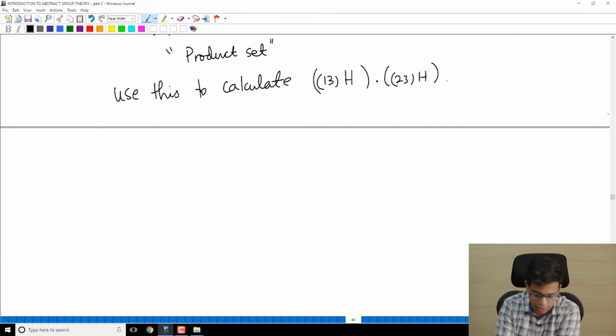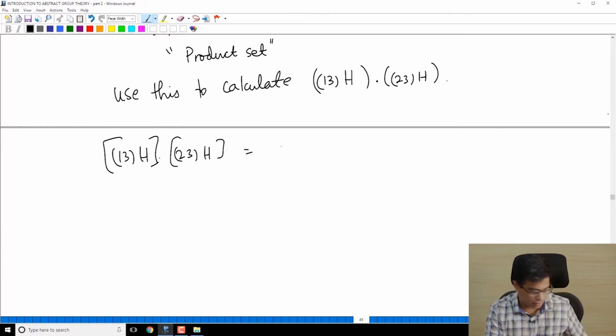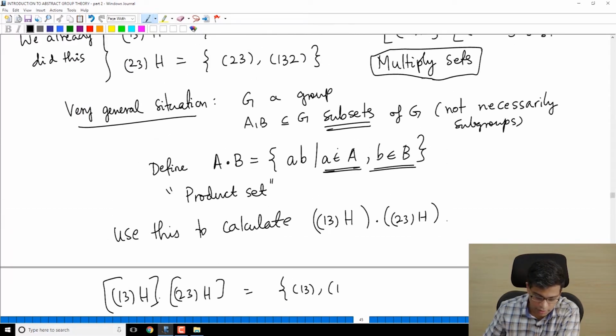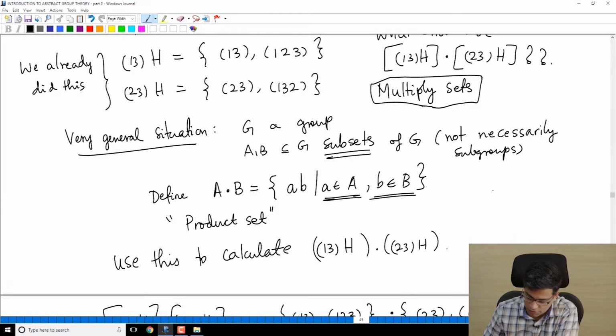So let's just do 13H times 23H. And as I said, 13H and 23H we listed earlier. 13H is the set {(1), (1 3)}, and 23H is {(2 3), (1 3 2)}. Right, these are the two left cosets.